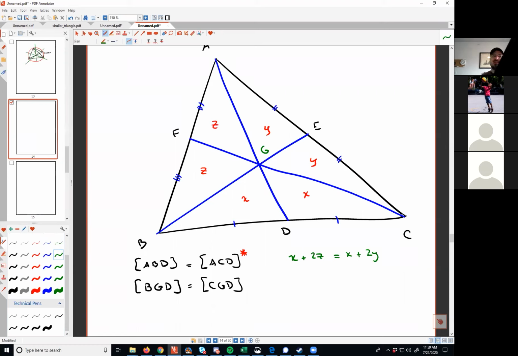What does that tell us? That z and y are equal. Yeah, z and y are the same.